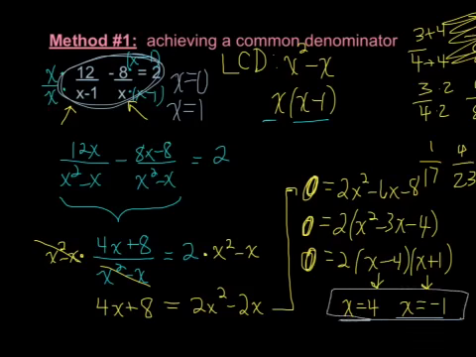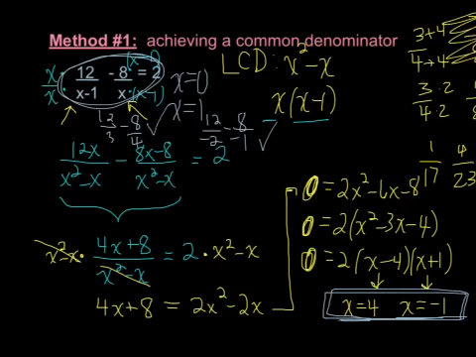However, you can always check by plugging these values in or substituting and realize, oh, hey, 12 over 3 minus 8 over 4 does in fact equal 2, because 4 minus 2 equals 2. Likewise, 12 divided by negative 2 minus 8 divided by negative 1 would also give us 2, because negative 6 plus 8 is 2. Check, check, we have the right solutions.